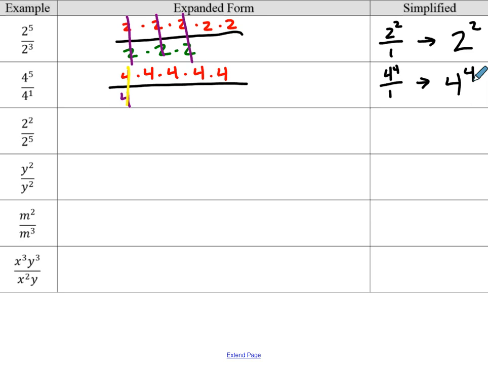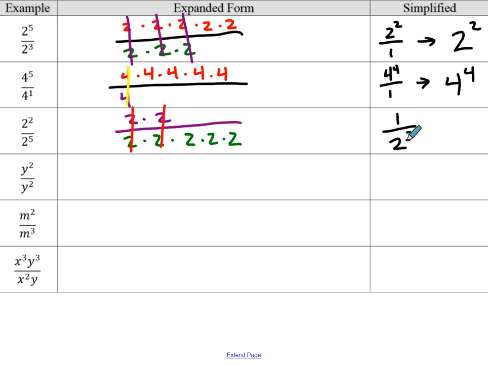Next up, we have 2 squared over 2 to the 5th, so it's going to be 2 times 2 over 2 to the 5th. So we have 1, 2, 3, 4, 5. We got some cancellation here. This time we have 2's left on the bottom, so our answer is going to be 1 over 2 to the 3rd power. And we actually can't do anything with that because we're dividing by 2 to the 3rd, so it just stays like 1 over 2 to the 3rd. And I'm going to rewrite that so it looks a little bit better for you. So it is, once again, 1 over 2 to the 3rd power.